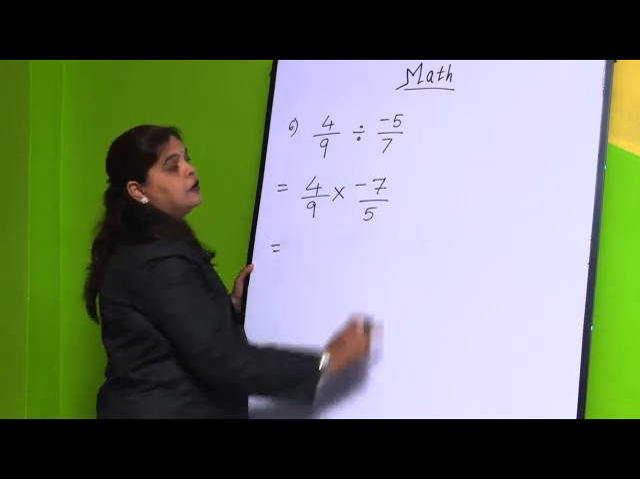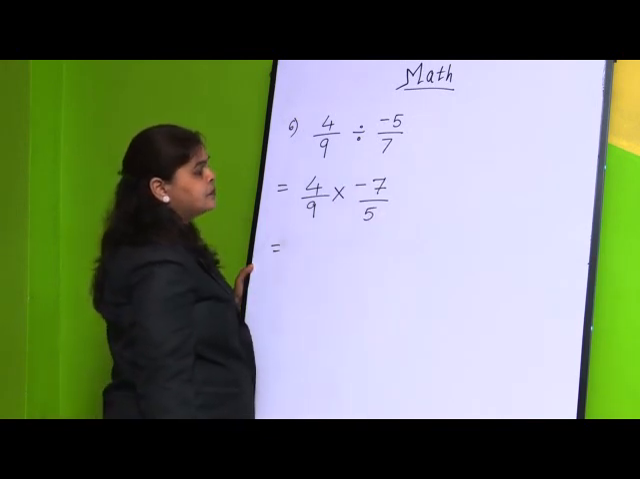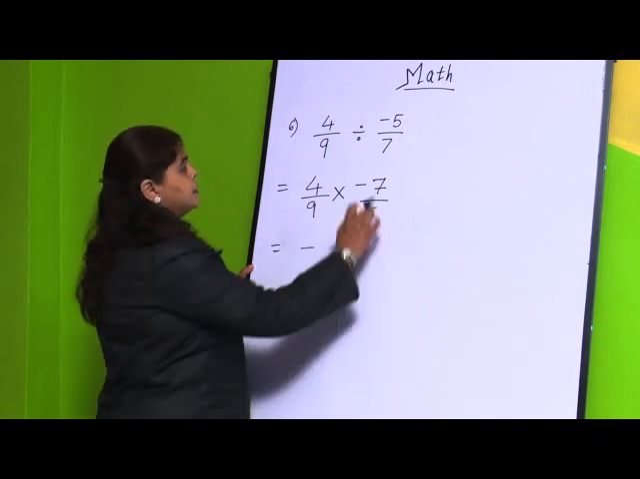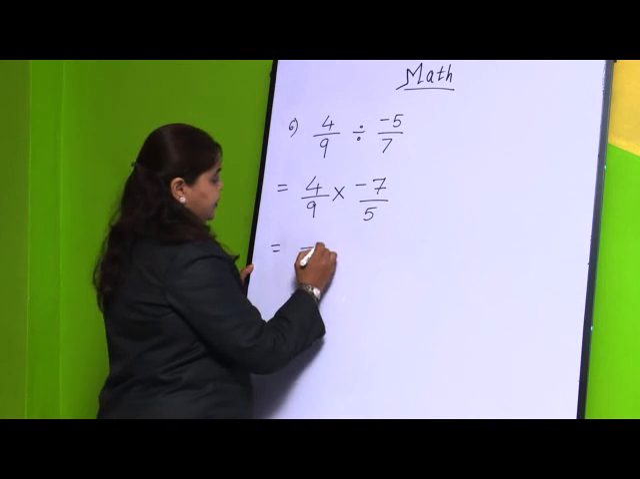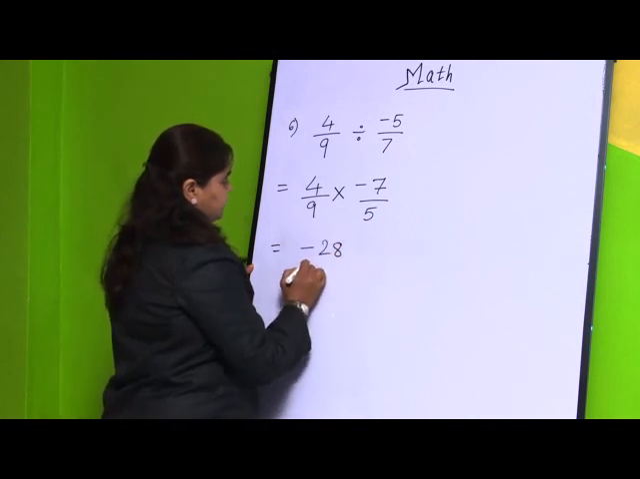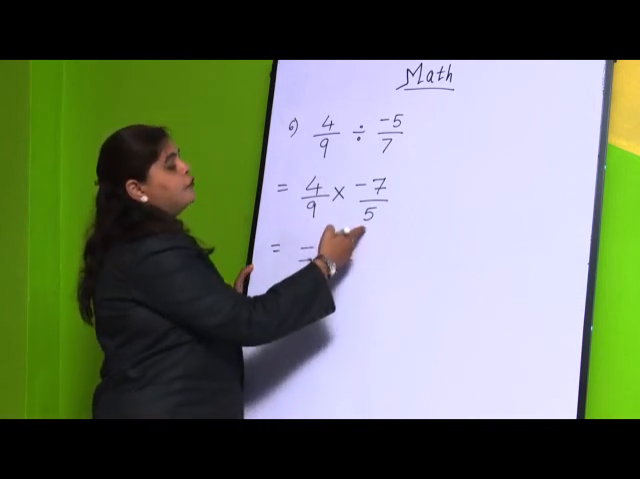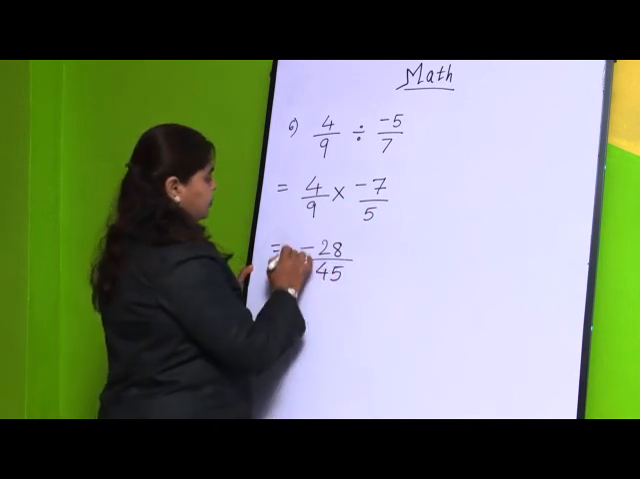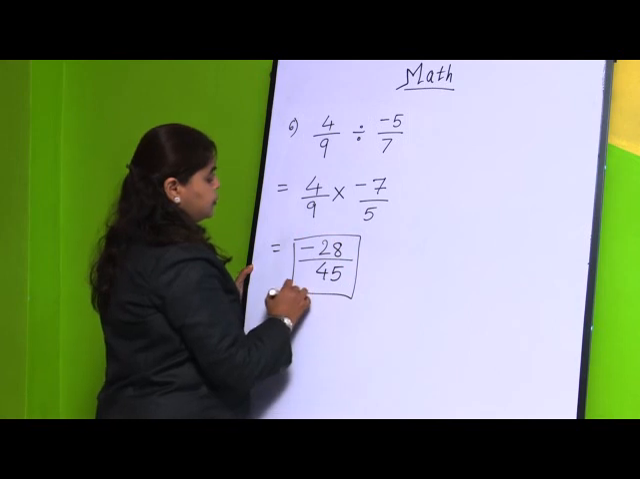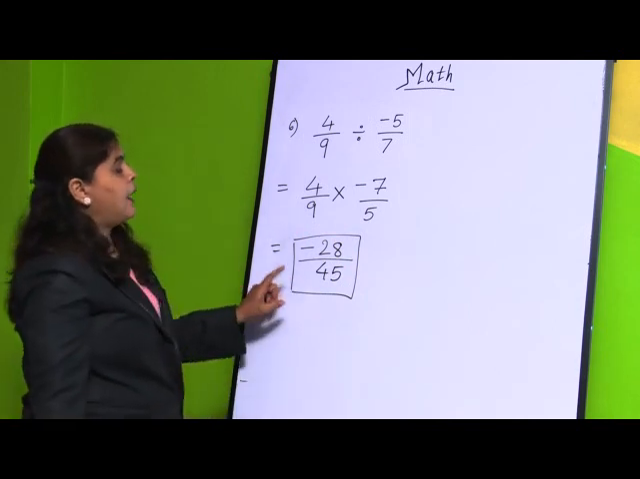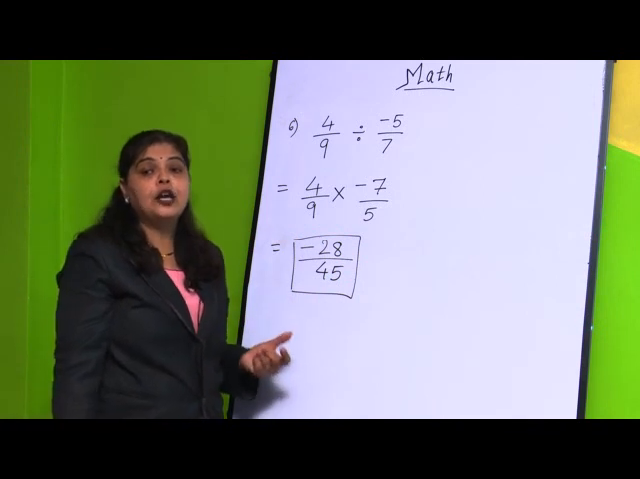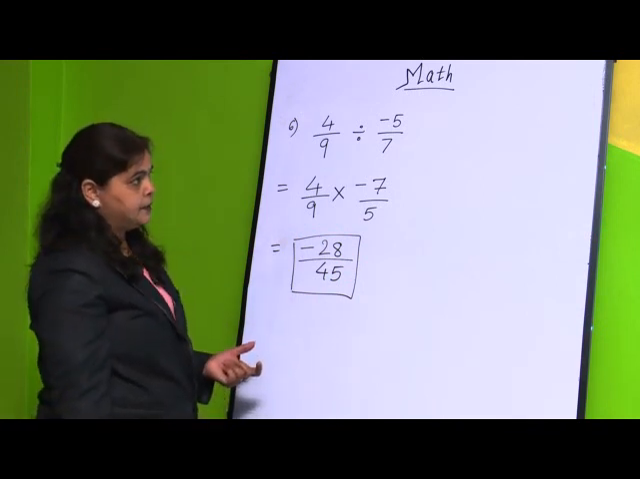Here we are having a negative sign or minus sign. So, we have to write as minus 7 4s are 28 and 9 5s are 45. So, we are unable to reduce this. So, we will keep as it is, that what is the value after dividing two rational numbers.